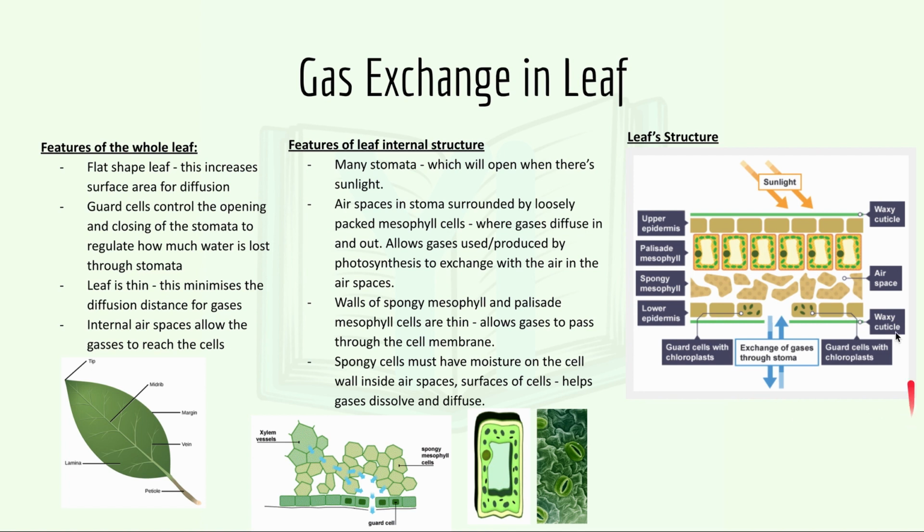As you can see, we have the upper epidermis, the palisade mesophyll, the spongy mesophyll, and the lower epidermis. And here's the guard cell and the stomata.